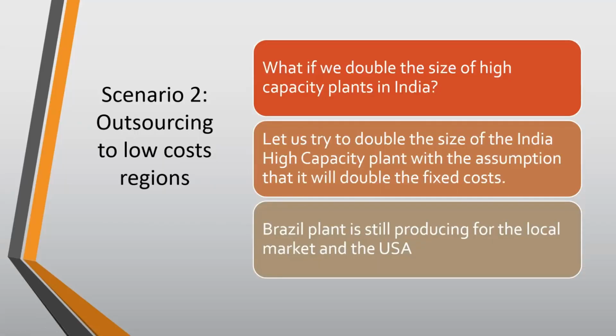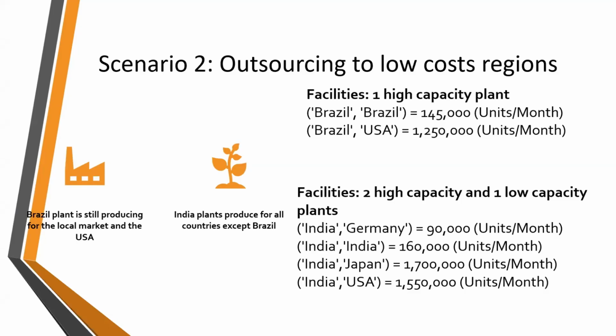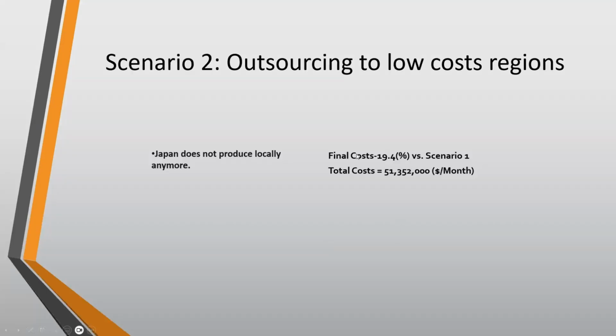Scenario two asks what happens if we double the size of the high capacity plants in India. Brazil is still producing for the local market and the USA. So here we have the high capacity plants, and we double their capacity. After doubling the capacity, Japan does not produce locally anymore, and the total amount comes to this much.